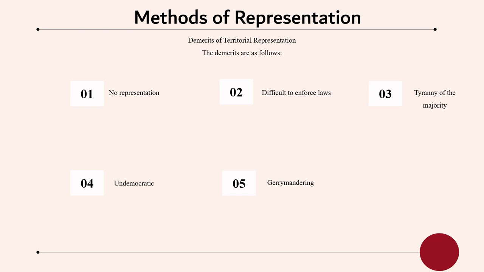Third, tyranny of the majority. A government run by the majority party may pass laws which are not in the public interest through brute majority. Fourth, undemocratic. When a large number of people remain unrepresented and have no voice in the conduct of government, there cannot be democracy in the true sense. Fifth, gerrymandering. Sometimes the boundaries of the constituencies may be manipulated to secure advantage to the party in power to capture more seats.